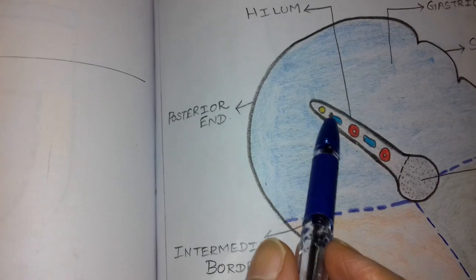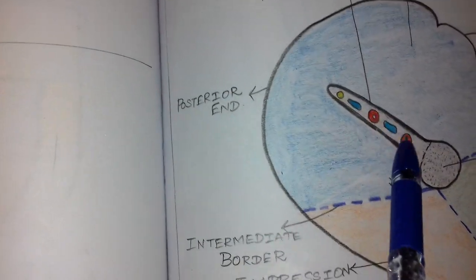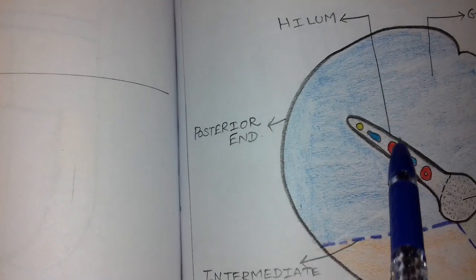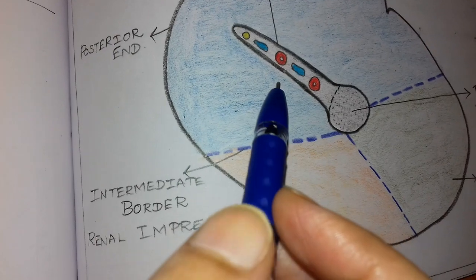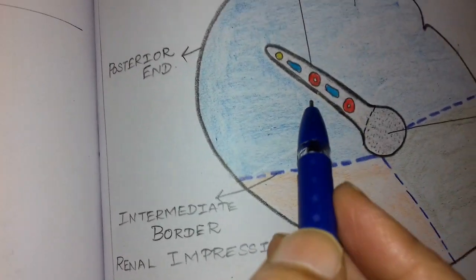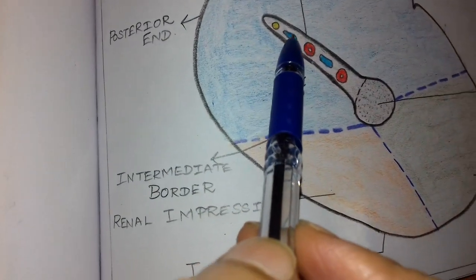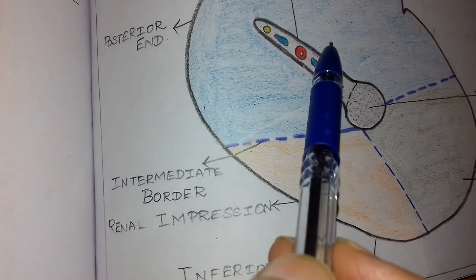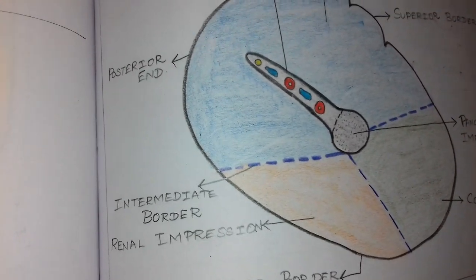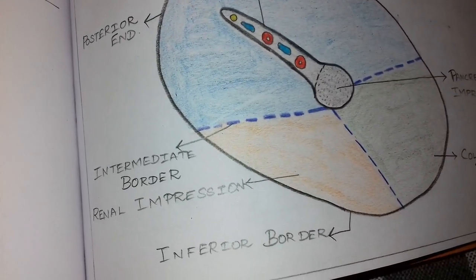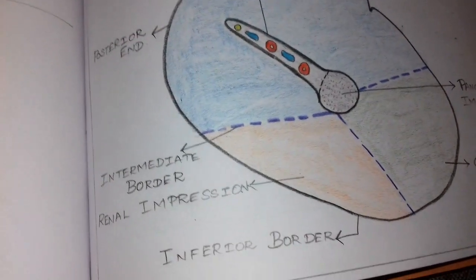The hilum is on the inframedial part of the gastric impression. This is the gastric impression, and on its inframedial part is the hilum. The hilum of the spleen transmits splenic vessels and nerves, the gastrosplenic ligament and the lienorenal ligament. So the hilum transmits splenic vessels, splenic nerve, gastrosplenic ligament and lienorenal ligament.